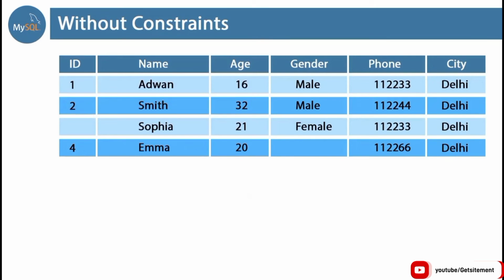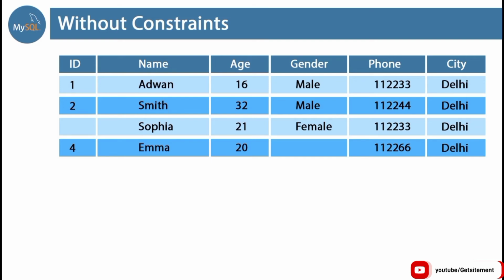You can see a table on your screen. I do not use any constraint in our table. You can see in our table that the ID was not entered correctly for Sophia. Similarly, Emma forgot to insert her gender in the gender column because we do not use any restrictions. You can see Advan is 16 years old, but the minimum requirement for the college is 18 years. In that case, he will not be able to get admission in college.